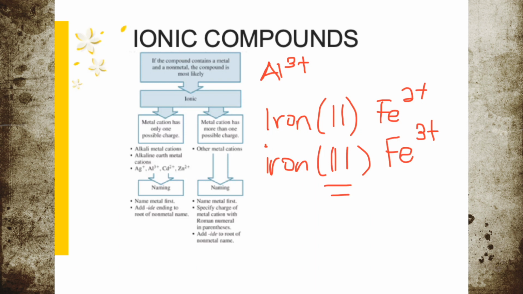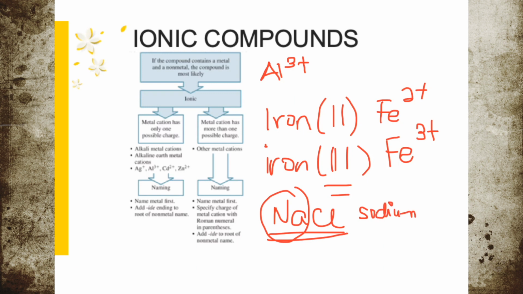So for example, we have NaCl. Na is a metal, which is sodium, and chlorine is a non-metal, which is chloride when we name it as a compound. So it will become sodium chloride.